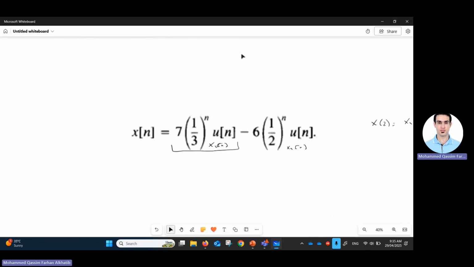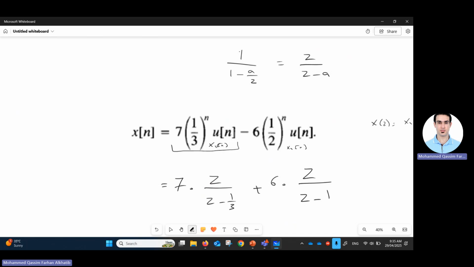So 1 over 1 minus a over z, or it's going to be z over z minus a. In this case, for the first example, I have 7 times z over z minus 1 over 3 plus 6 times z over z minus 1 over 2. It's basically the first example, but with different values of a.